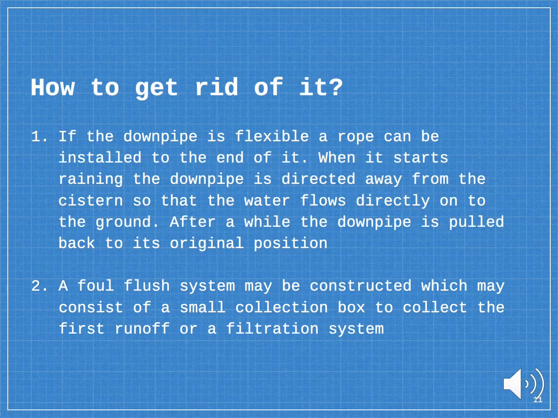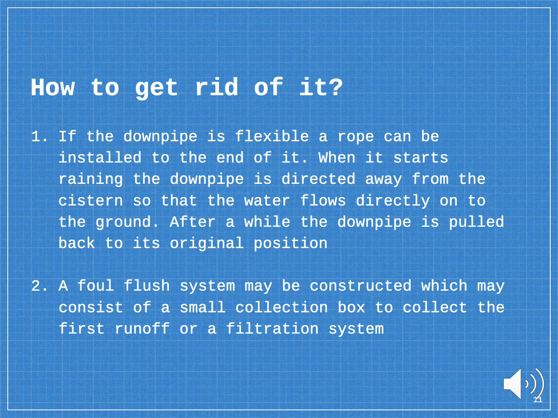How to get rid of foul flush. If the system is simple enough and the downpipe is flexible, you can pull the downpipe and direct it away from the cistern, allowing the foul flush to flow directly onto the ground. After a while, you pull the downpipe back to its original position, so clean rainwater is then directed to flow into the tank.